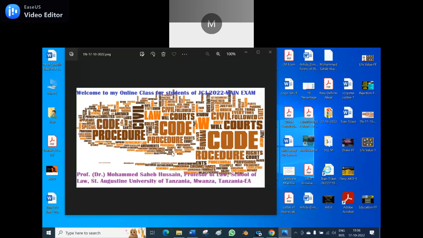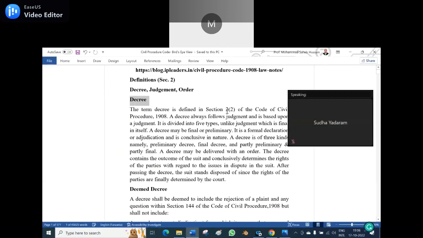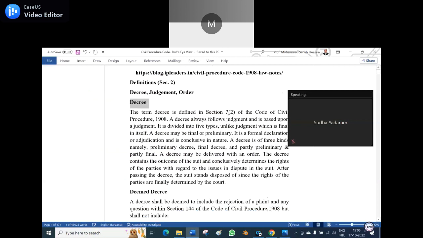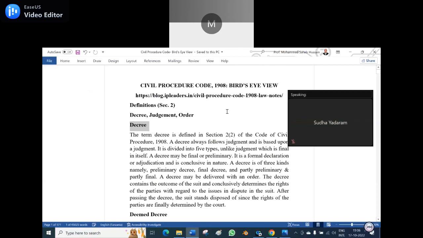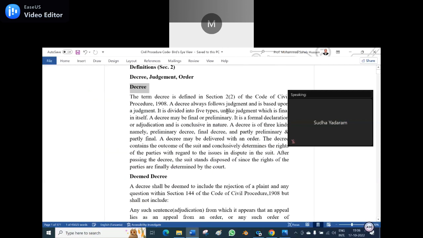Yes, because it shows every aspect of the Civil Procedure Code. Now let us see what it contains. Here, the Civil Procedure Code, 1908, bird's eye view. Bird's eye view means a sketch, an outline. That is the phraseology. Repeat. Bird's eye view. It's a phraseology.